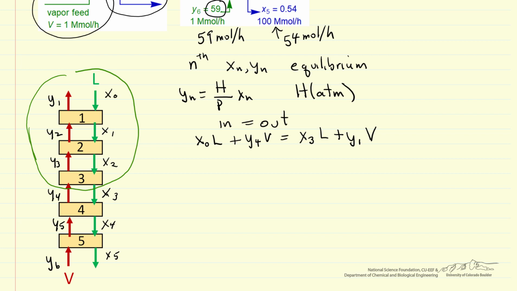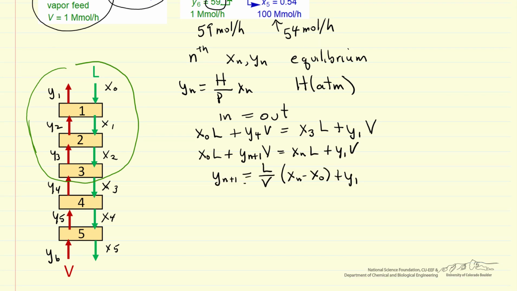And so the general form of this equation is Yn plus 1, because remember this was stage 3, equals Xn times L plus Y1 times V, rearranged. So that just rearranged the equation, and this is what we're going to call the operating line. And so if we want to determine the number of stages, we're going to plot the operating line and the equilibrium line, and then we'll step through how we do that calculation to determine the number of stages.